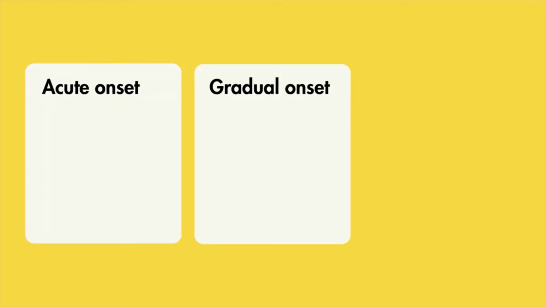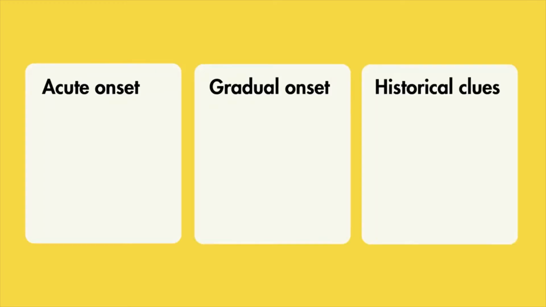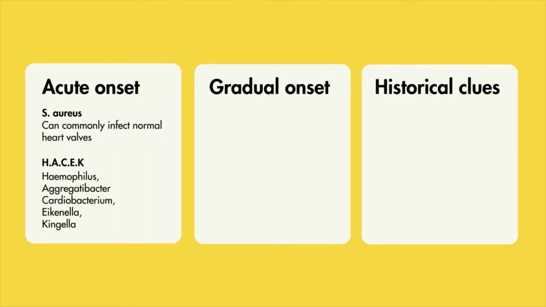For your historical hints, there are 3 main categories: acute onset, gradual onset, and a basket of miscellaneous medical historical clues. In cases of rapid onset of symptoms, especially in patients with normal heart valves, Staph aureus is a common cause, along with HACEK organisms, which are also known to affect native heart valves. These are Haemophilus, Aggregatibacter, Cardiobacterium, Eikenella, and Kingella.